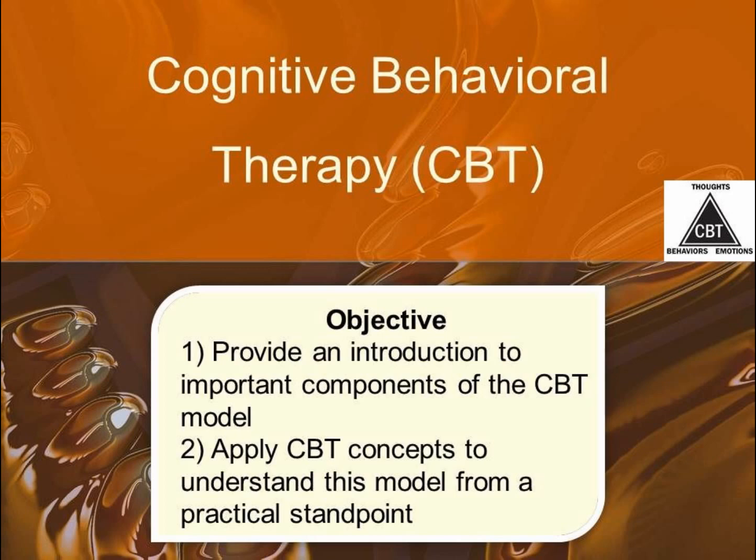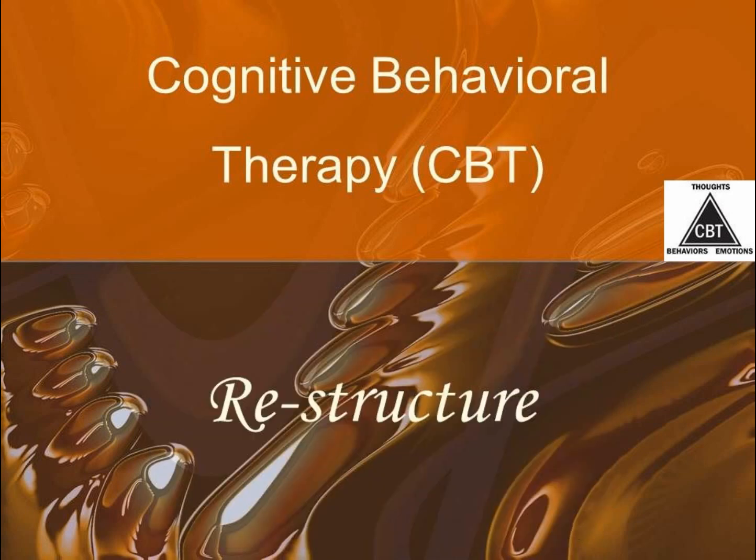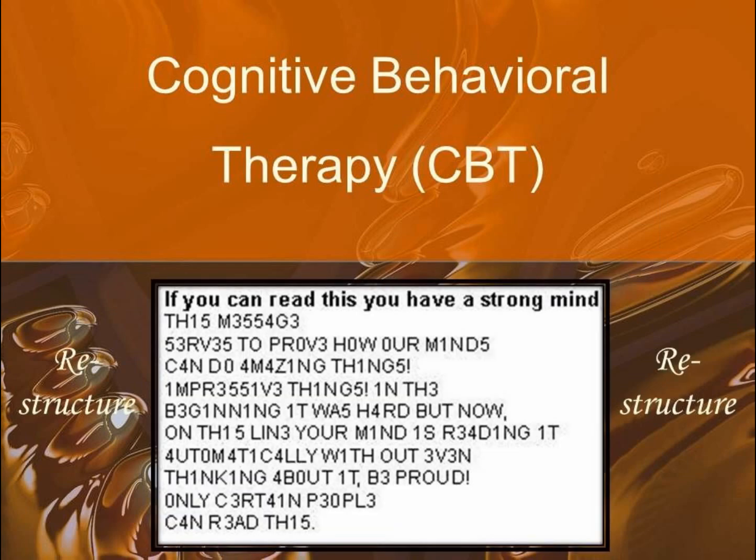If I could think of one word to describe this model, it would be restructure, and we'll talk about this over the course of the video. But to illustrate this now, if you look at the message here, you'll notice that you need to utilize a different way of thinking in order to translate the message. You don't need to learn a new language, but you need to make a cognitive shift and even restructure your thinking to understand it. Keep this in mind as we learn more about CBT.